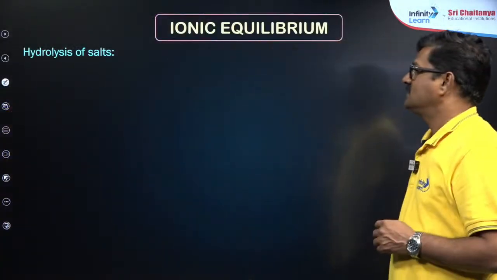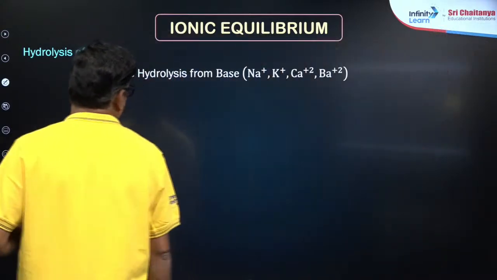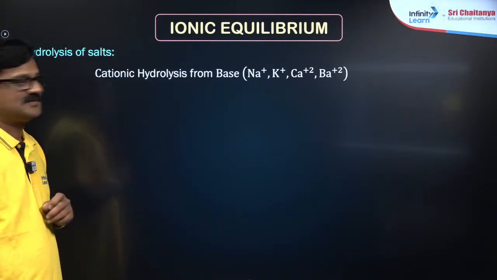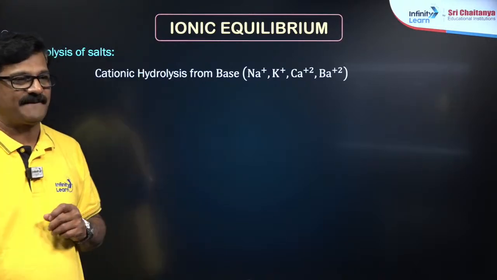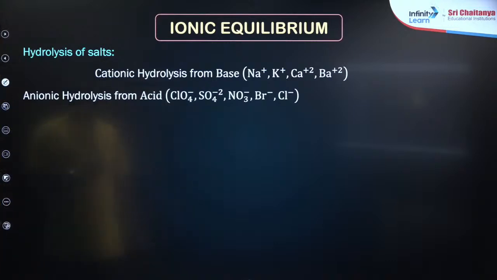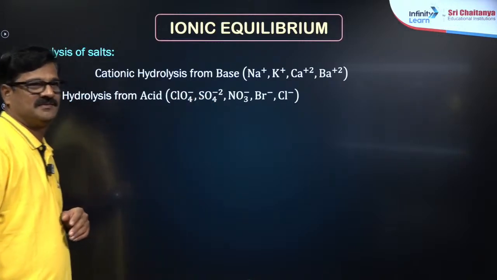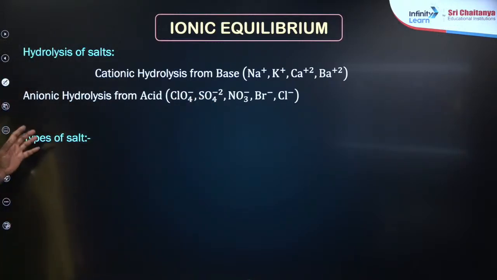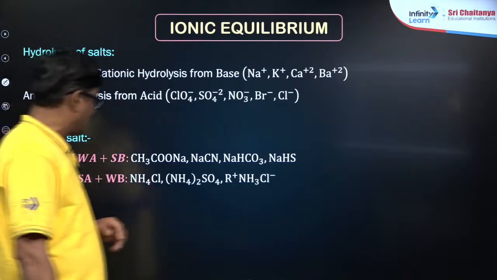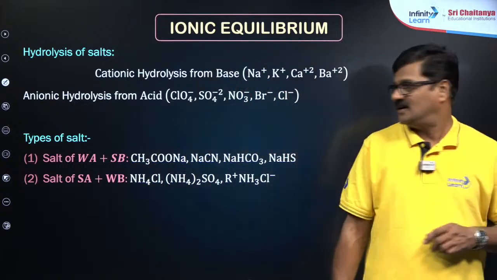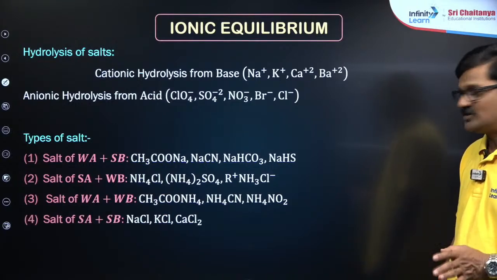Now, hydrolysis of salt. In that, cation hydrolysis from base takes place for cations like sodium plus, potassium plus, calcium 2 plus and barium 2 plus. Anionic hydrolysis from an acid gives rise to these anions. And types of salts: you have salt of weak acid and strong base, salt of strong acid and weak base, salt of weak acid and weak base, and salt of strong acid and strong base.